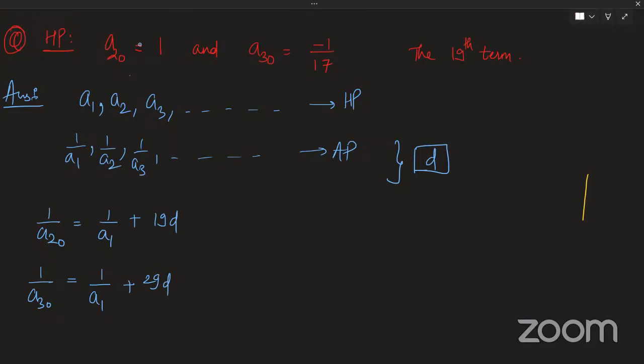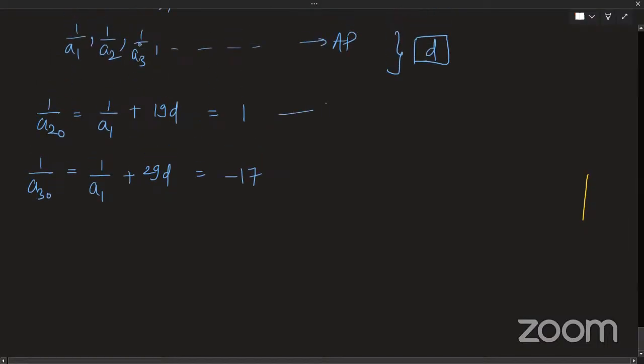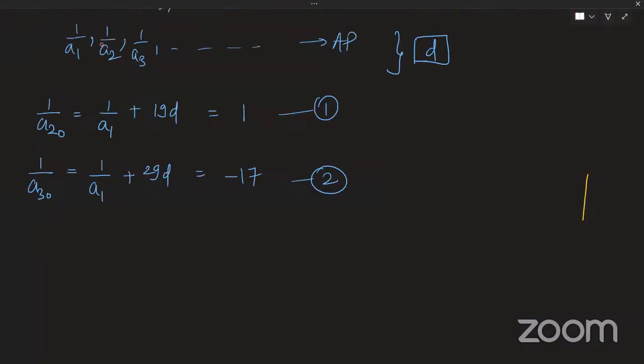Okay. So what is 1 by A20? 1 by A20 is 1, right? And what is 1 by A30? Minus 1 by 17. So we have two equations and two unknowns. Can we solve now? Yes. So I can subtract. When I do 1 minus 2, I have minus D is equal to 18.